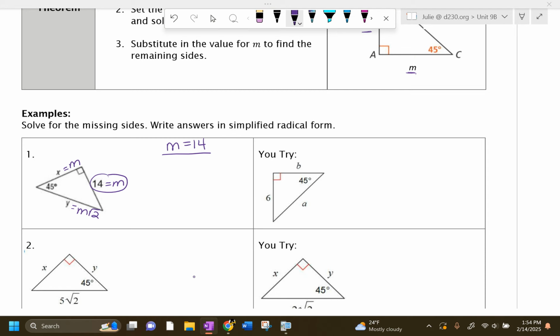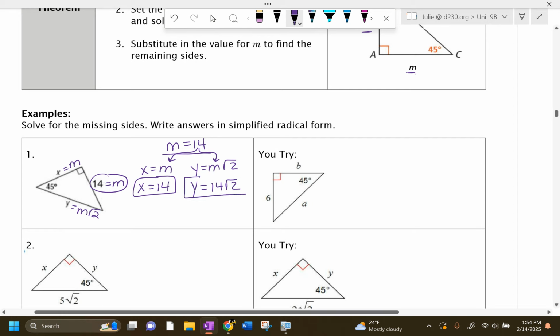Now once we have m by itself, we can take the other two sides, so the x equals m side, and we can substitute in 14 for m. So x is just equal to 14. All right, now we're going to do the same thing for y. Y is equal to m square root 2. So we're going to take that 14 and substitute it in for m. So y is equal to 14, and then we just bring down the square root of 2. Now, these two numbers are not like terms, right? We can't multiply an inside and an outside number together. So that's my final answer.